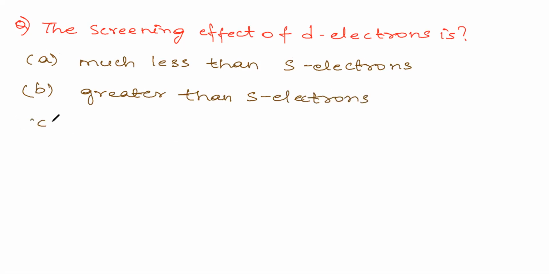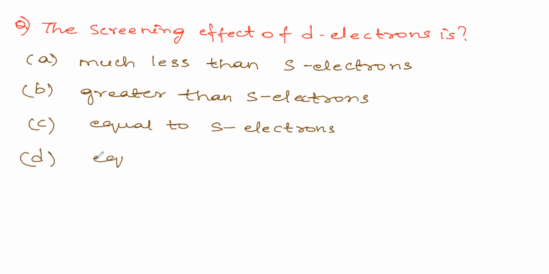Third option, equal to s electrons. And fourth option, equal to p electrons. So here the question they have given: the screening effect of d electrons is much less than s electrons, greater than s electrons, equal to s electrons, equal to p electrons. So what is screening effect? As we discussed already in the session, it is nothing but the effect where the inner electrons shield outer electrons. So for d electrons, the screening effect is less when compared to s and p.